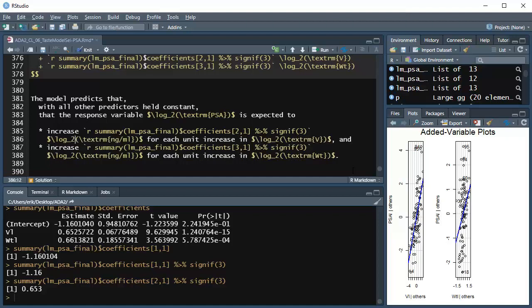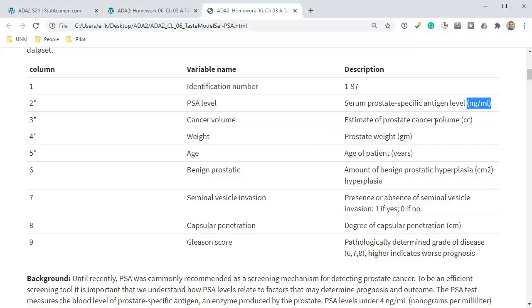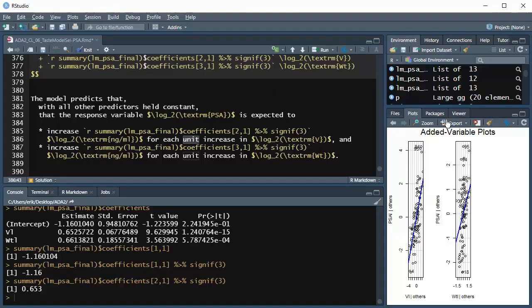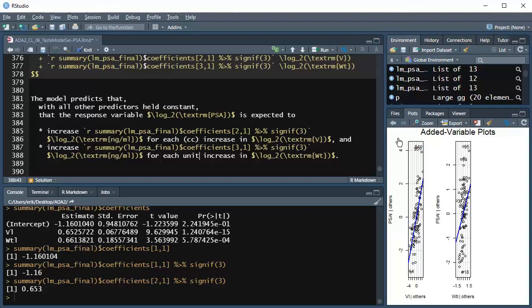Okay, for each unit increase, what are the units of our volumes and weights? I'll go back to over here. For the volumes, it's cc, but it's going to actually be log 2 of that. And the units for weight is grams. Okay, so now I'm going to make those into the log 2.